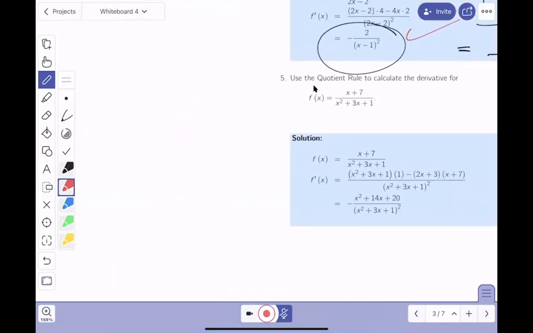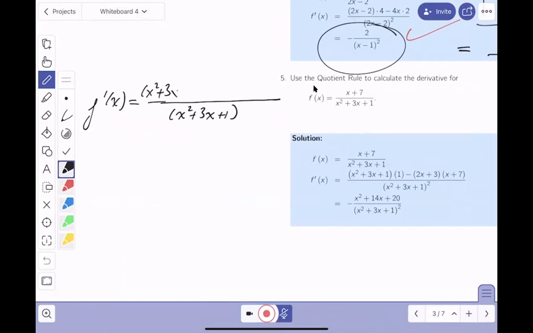Let's do the quotient rule number 5 now. All right, let's put it down. Fairly simple. Long fraction bar goes down. Square the bottom. That's x squared plus 3x plus 1. Bottom comes to the top. That's going to be x squared plus 3x plus 1 times the derivative of the top, which is 1, minus the top, which is x plus 7, times the derivative of the bottom, which is 2x plus 3.